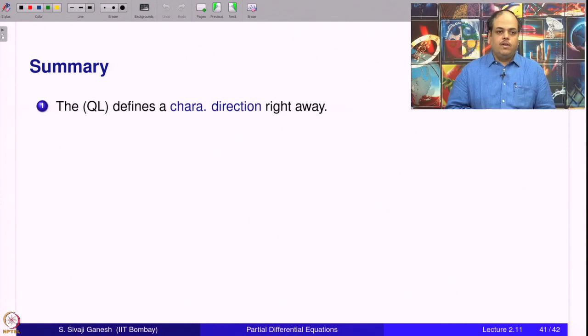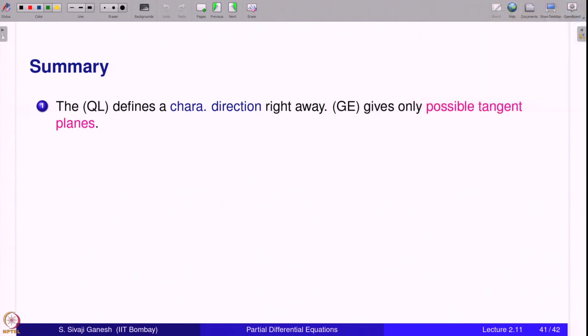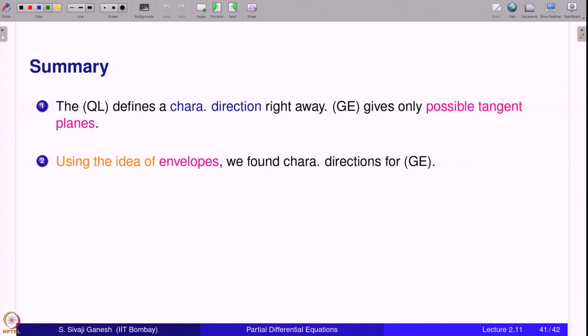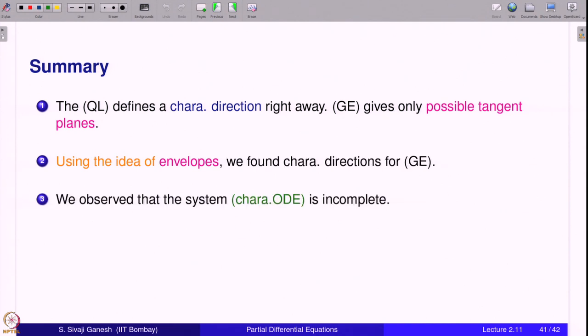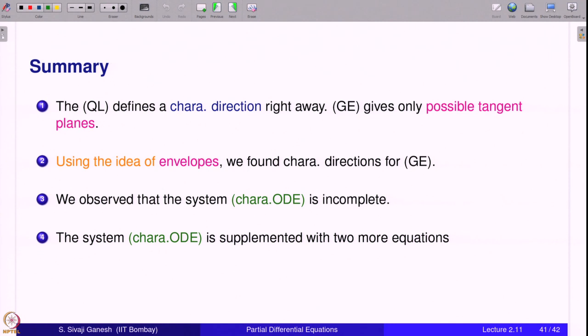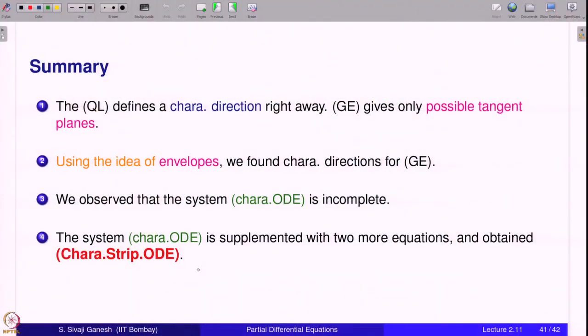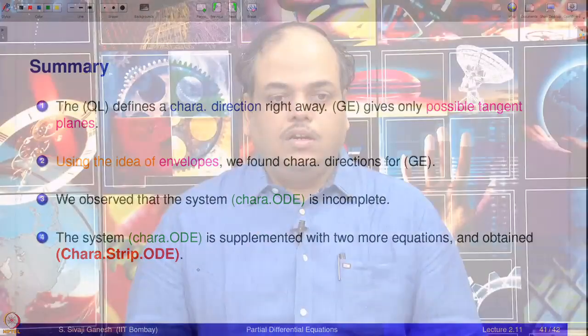So, let us summarize what happened so far. We saw that the quasi-linear equation has a characteristic direction right away given by the equation QL. GE gives only possible tangent planes, and using the idea of envelopes, we found characteristic directions for GE, and we observed that the system Kara ODE is incomplete. So, the system is supplemented with two more equations, and we got the characteristic strip equations, ordinary differential equations for the characteristic strip. So, in the next lecture, we are going to take up the Kara strip ODE system, which is a system of 5 nonlinear equations, and we need to solve them.